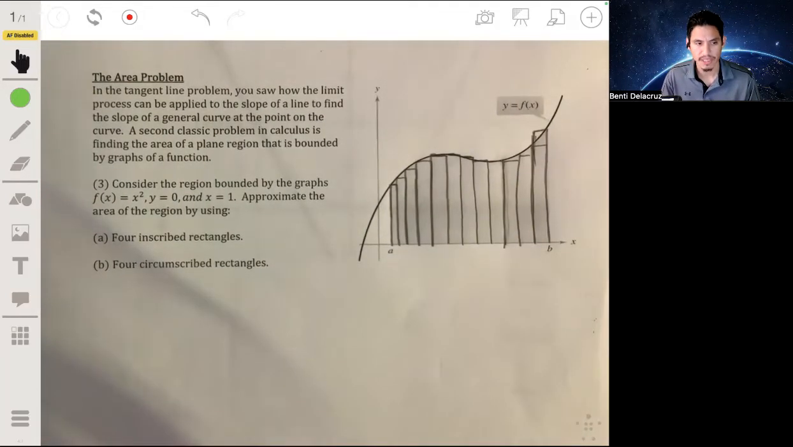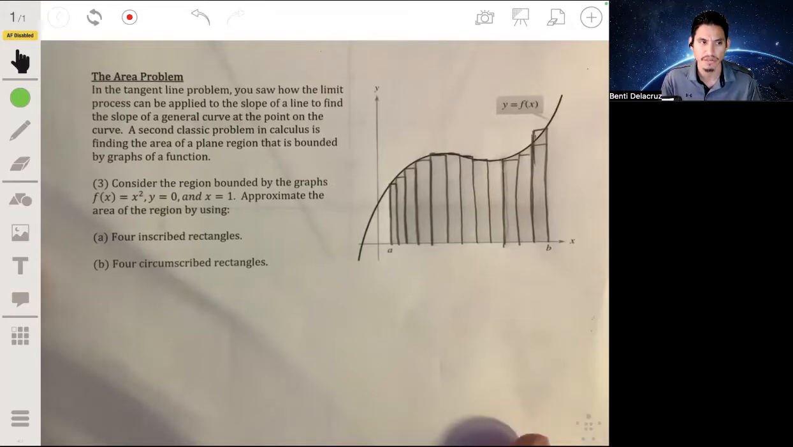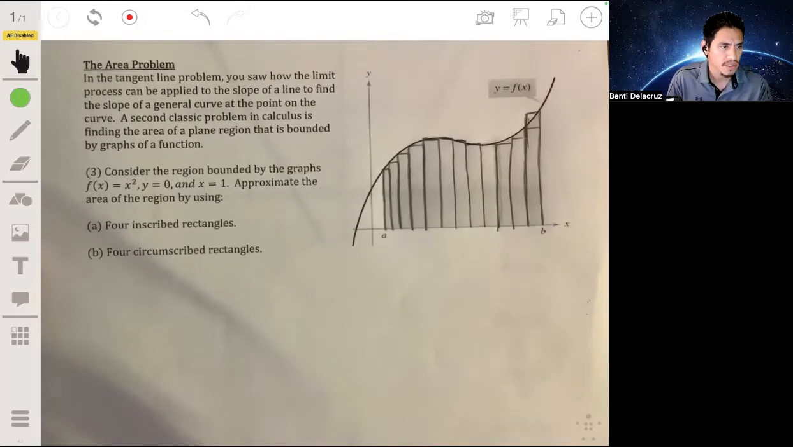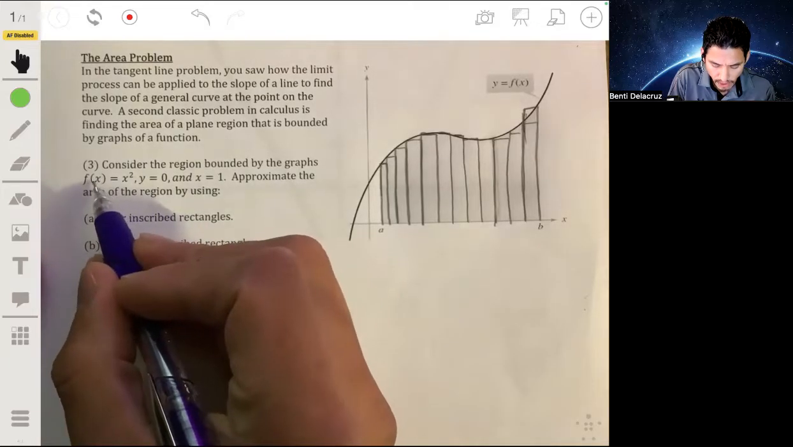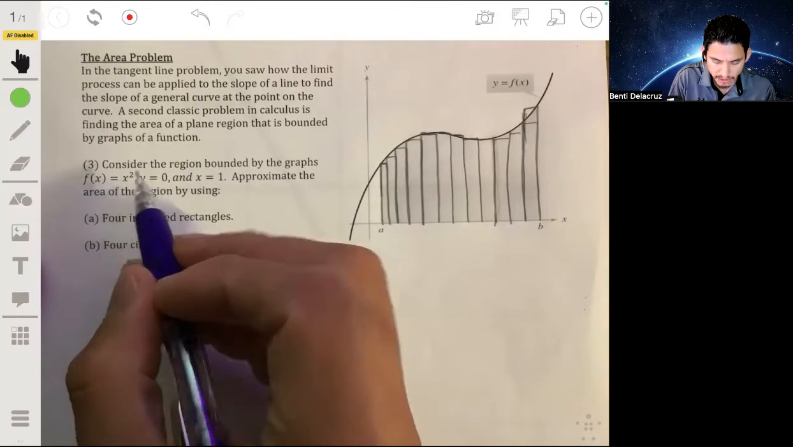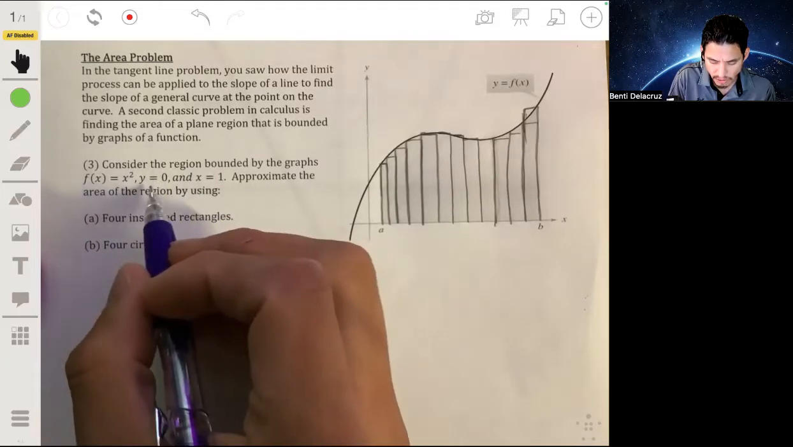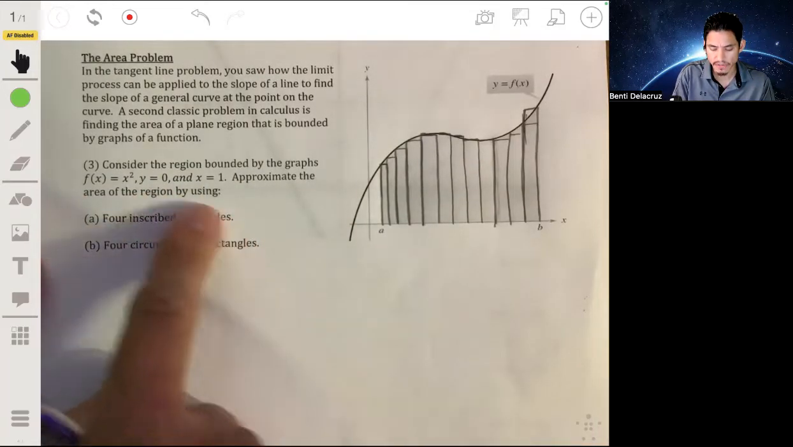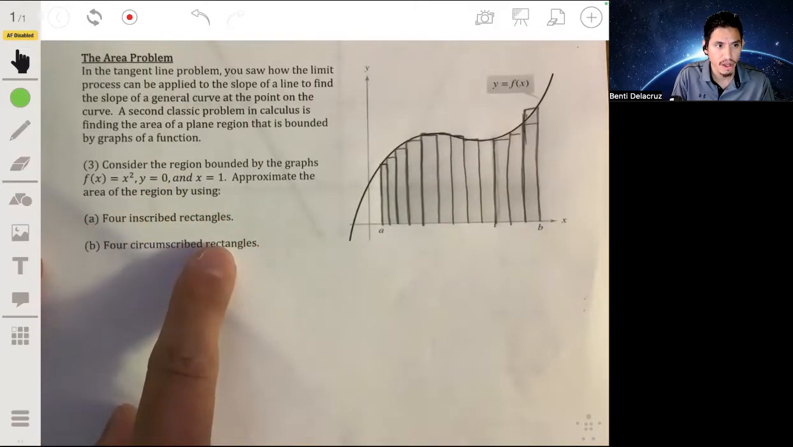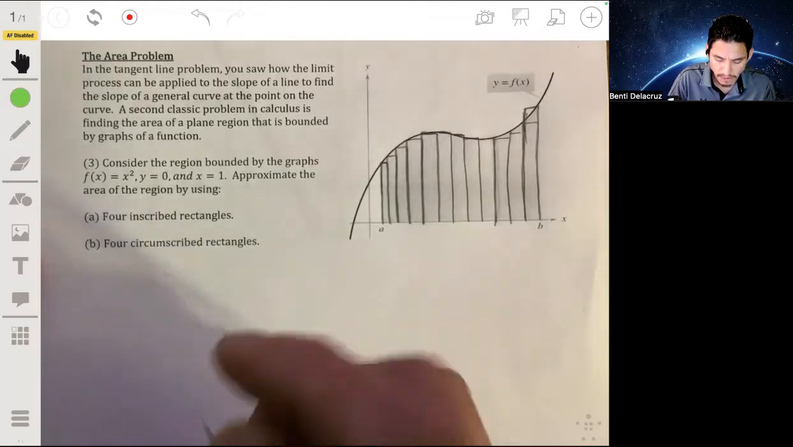So let's apply this to an actual function and see what the mathematics behind it looks like, so we can be sure that we understand all the notations and little details involved. Let's look at the area bounded by the common function f of x equals x squared, your parabola, from 0 to 1. What we're going to do is break the area into 4 inscribed rectangles. Let me show you what that is.